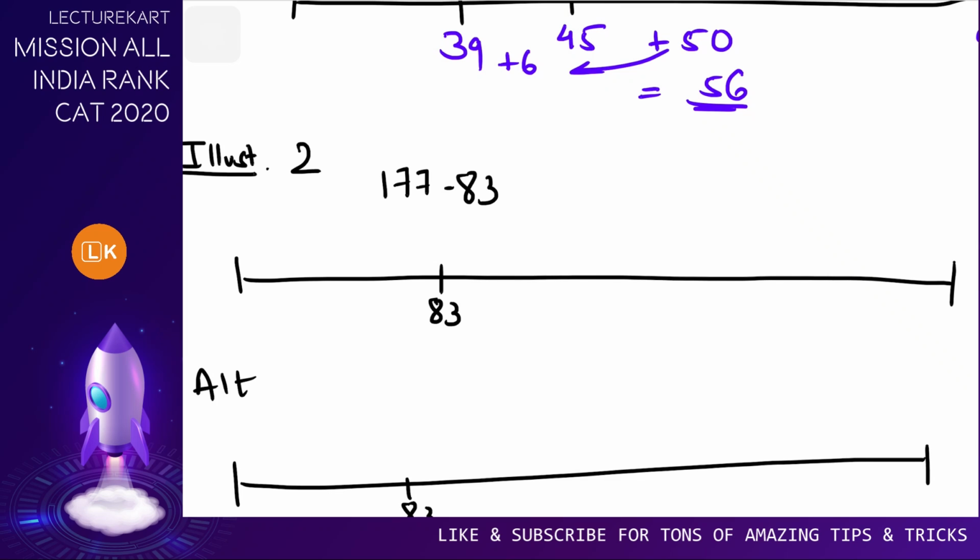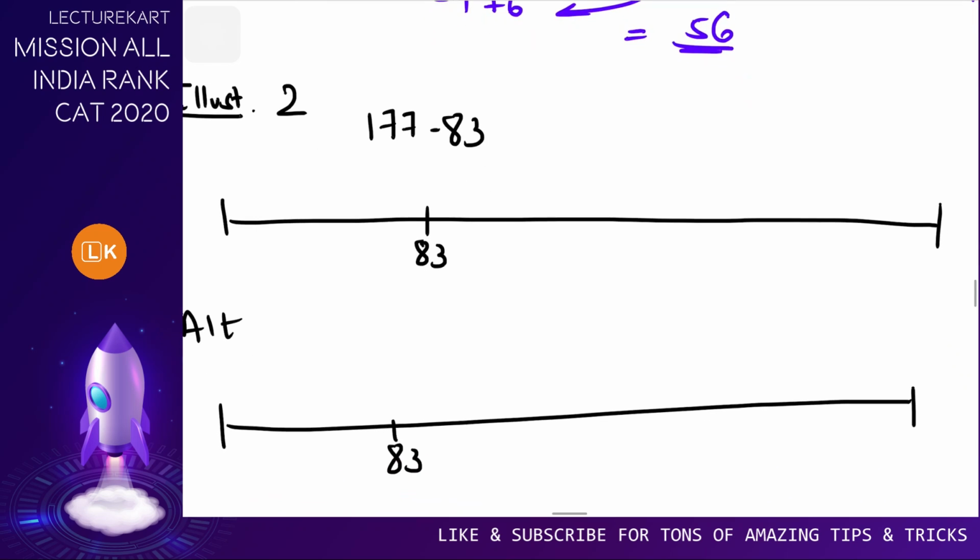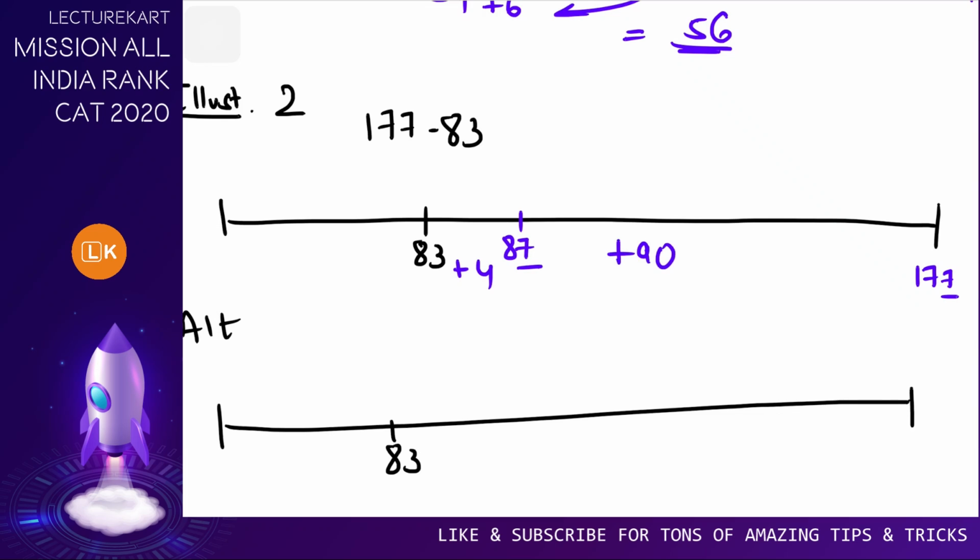177 minus 83. Again, starting from 83, I have to reach 177. There has to be some number that I add to reach the units place. So I can add 4. That will take me to 87. Now the units places are matched and I want to ascertain what I will add to get 177. That will be 90. So the answer for the subtraction of 177 minus 83 will be 90 plus 4, that will be 94. But yet again we are at some other problem.